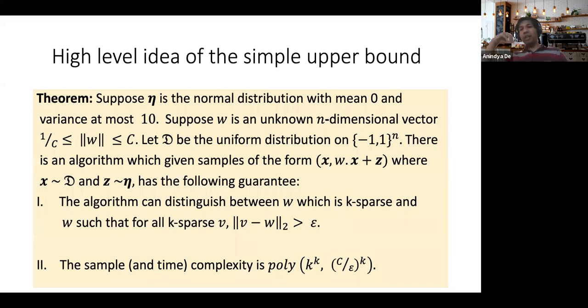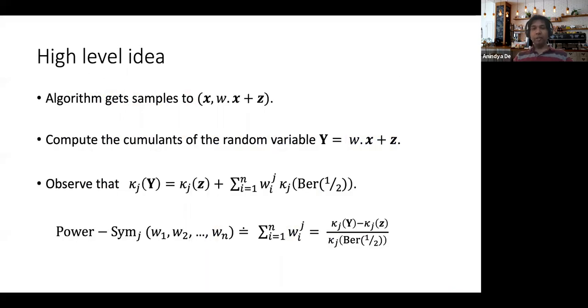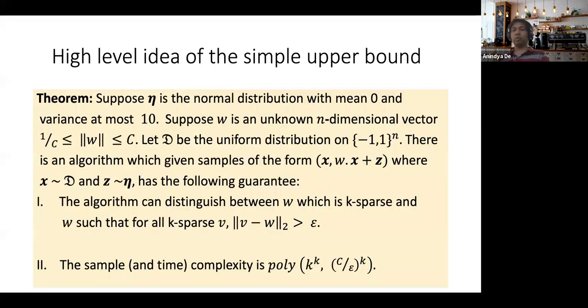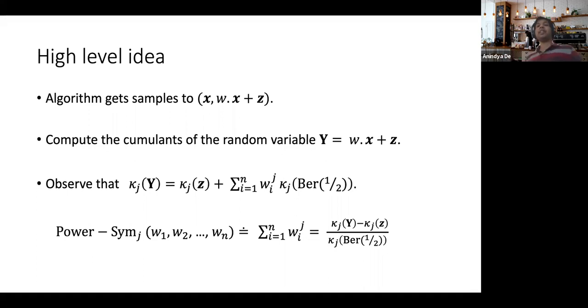So let me now describe the high-level idea of the simple upper bound. By the simple upper bound, I mean the algorithm when the background distribution x is uniform on the hypercube, not an arbitrary product distribution, and the noise distribution is a normal. How do we distinguish between W, which is k-sparse, versus W, which is far from k-sparse? We do something super simple. Remember the setting: the algorithm gets labeled samples of the form x, w dot x plus z. Z is drawn from a standard normal, or a normal with variance at most 10 or something, and x is drawn from the hypercube.